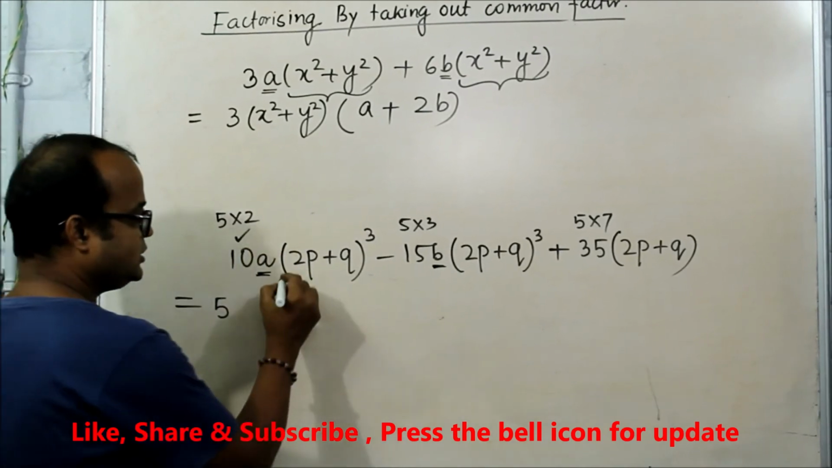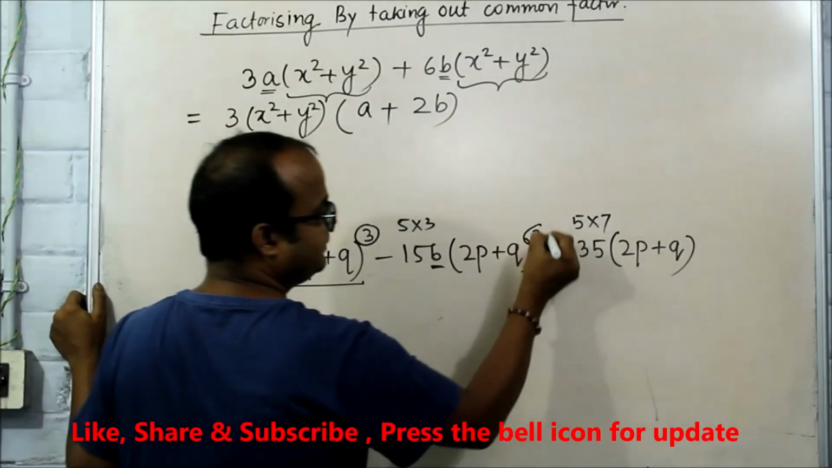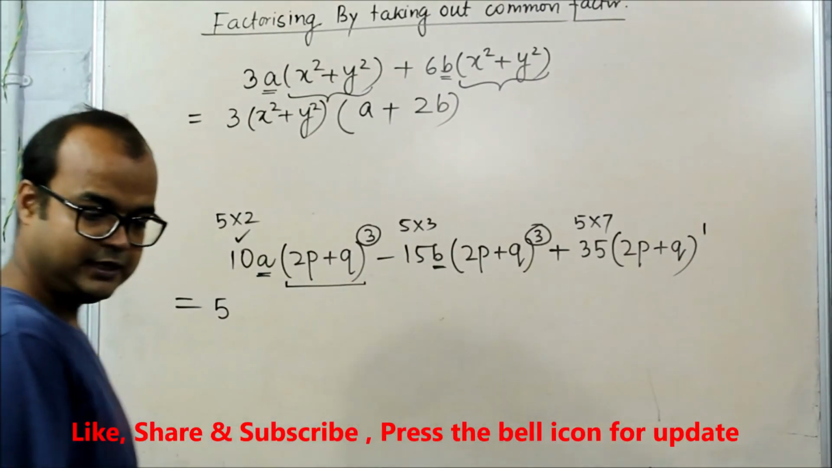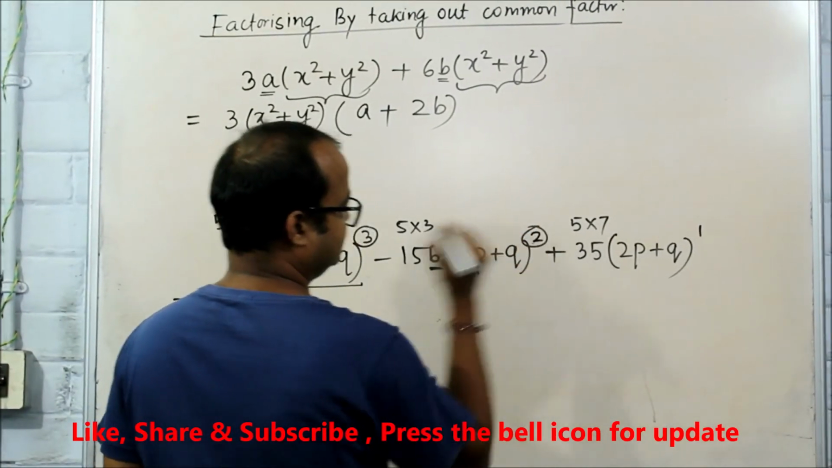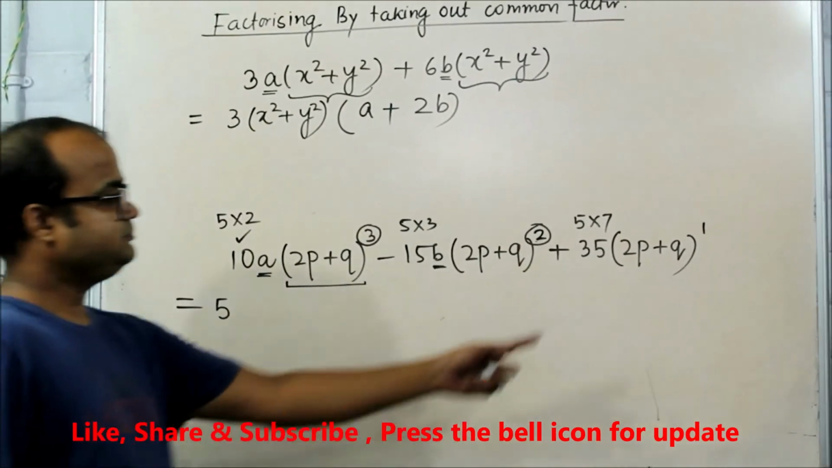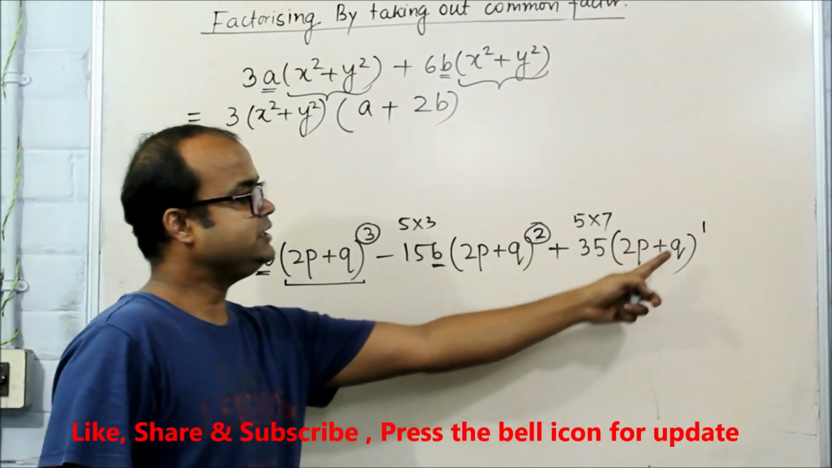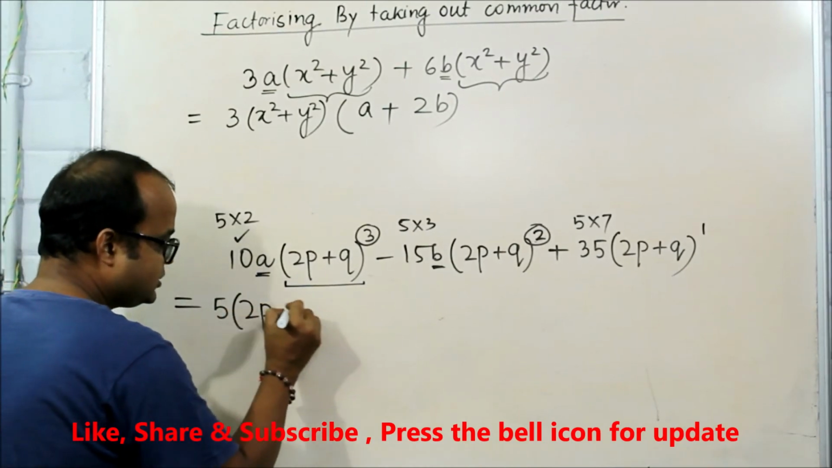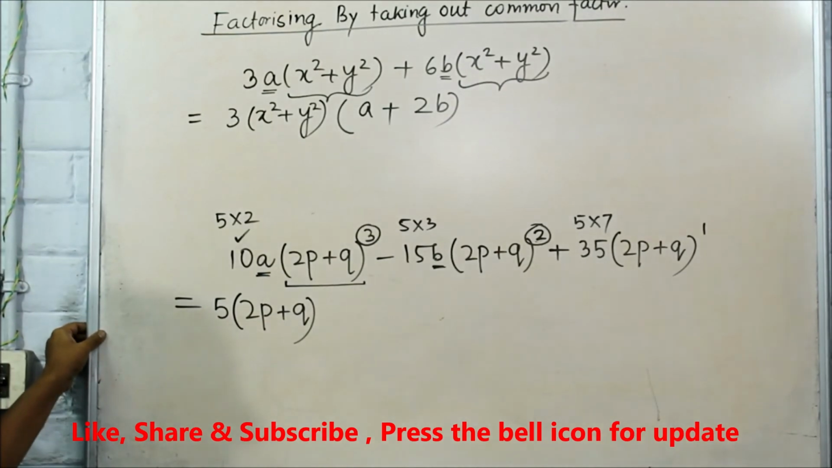Now look at the third term, 2p plus q to the power 3, and this is 1, and this is 1. This should be 2, this should be 2. So what is the least power of 2p plus q? It is 1. So we will take 2p plus q as common.